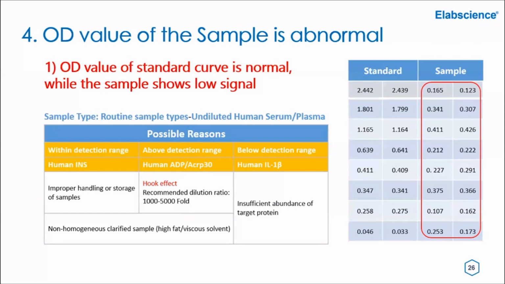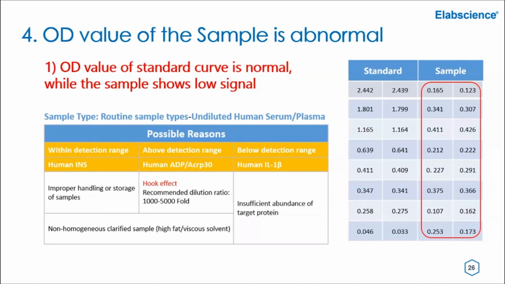Case 1, the sample concentration falls within the kit detection range. The reason could be that the sample concentration has reduced because of improper storage, or the detection accuracy is decreased due to the presence of lipids or thickness in the sample.